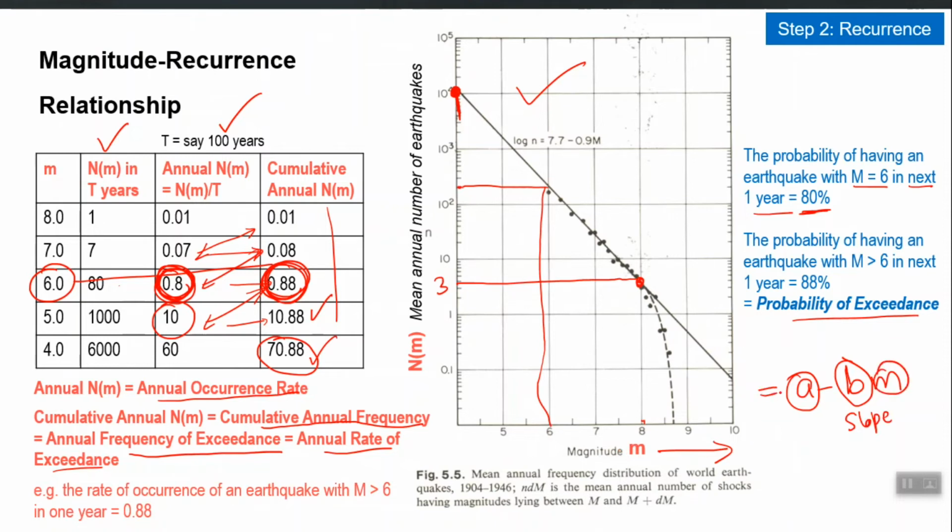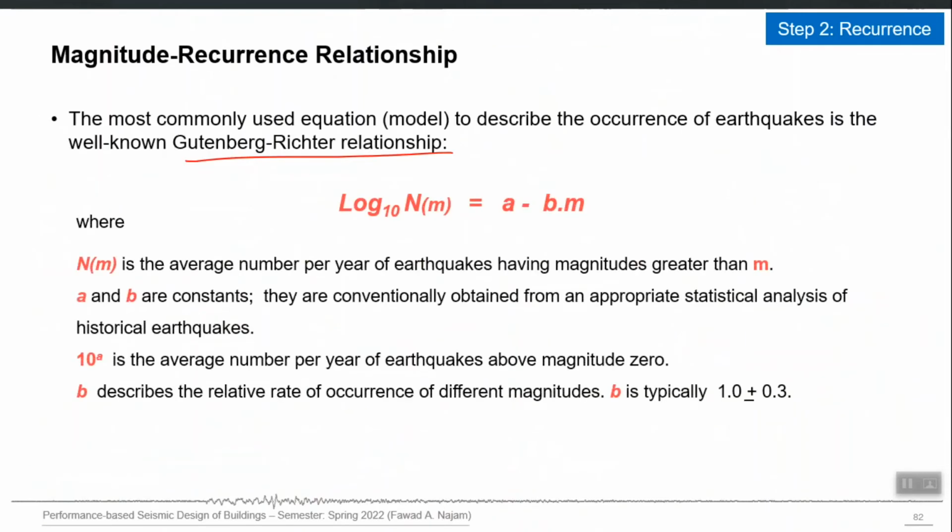But on the left hand side we must have a log of any quantity on the y axis. It can be N of M, it can be the middle column, it can be the last column, right. In all three cases the y axis will be exponential or log scale. So based on this straight line assumption, Gutenberg and Richter proposed this mathematical equation for the magnitude recurrence relationship.